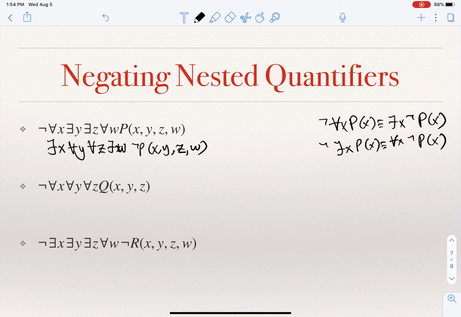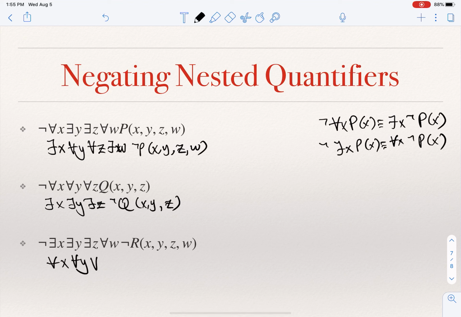Same thing for the second one. For example, I take the negation across, all of them are universal, all of them turn into existential. So this becomes there exists x, there exists y, there exists z, such that the negation of p of x, y, z. The last one, not all of them, but the first three are existential. They all turn into universal. The last is universal, so it turns into existential. And then notice that there is a negation before the r. So then we get to double negations and they cancel out. So this becomes for all x, for all y, for all z, there exists w, such that r.